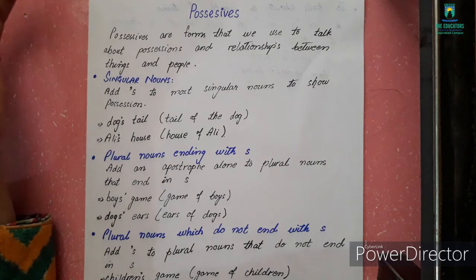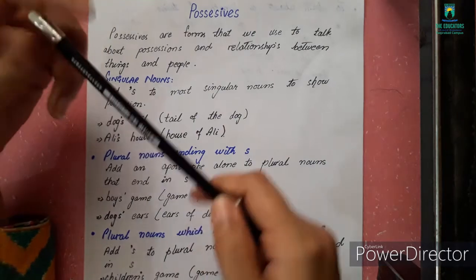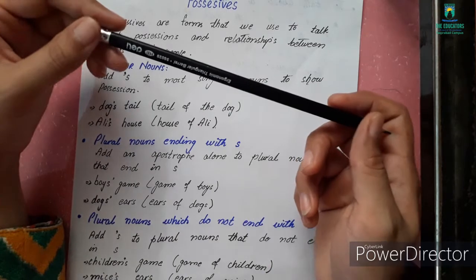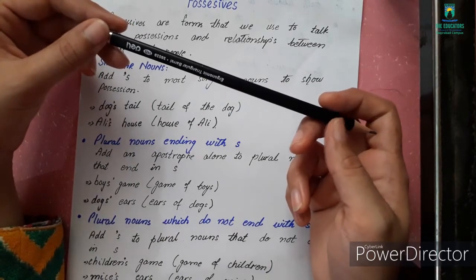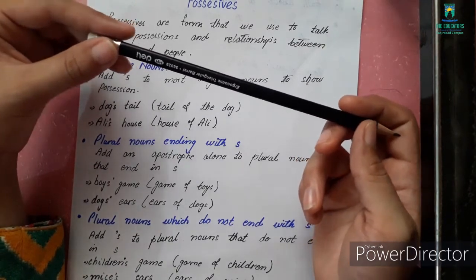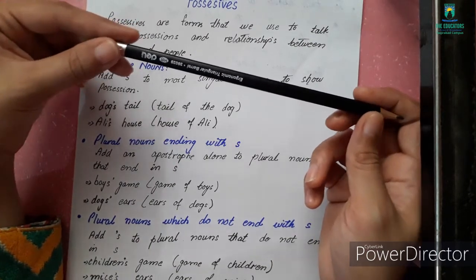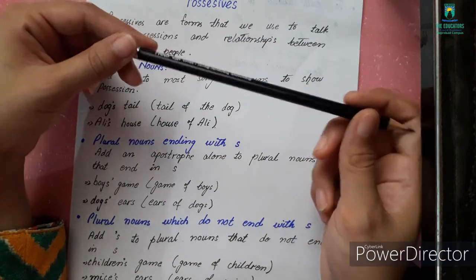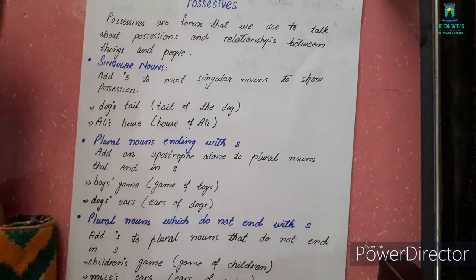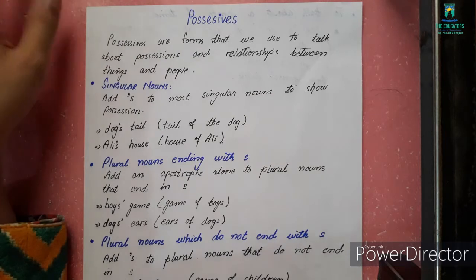When we are talking about possessions, for example, you can see this is a pencil, and if this pencil belongs to Ali, I will say Ali's pencil. It shows possession, that this is the possession of Ali. Similarly, if there is a book and it belongs to Sarah, you will say Sarah's book. So possessives is all about that.